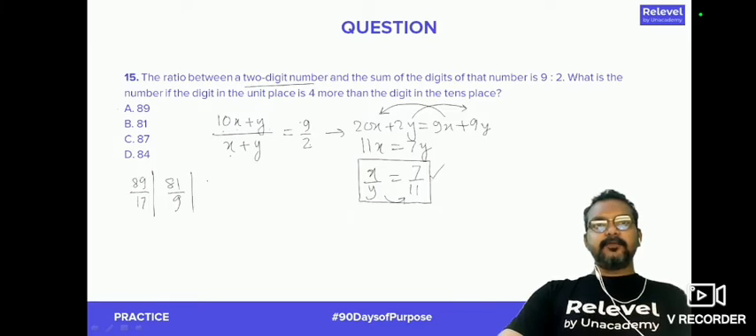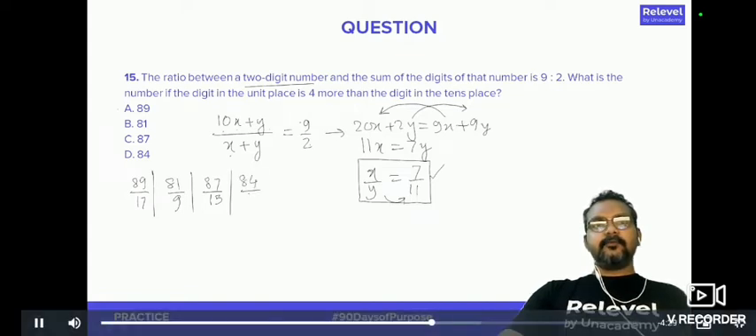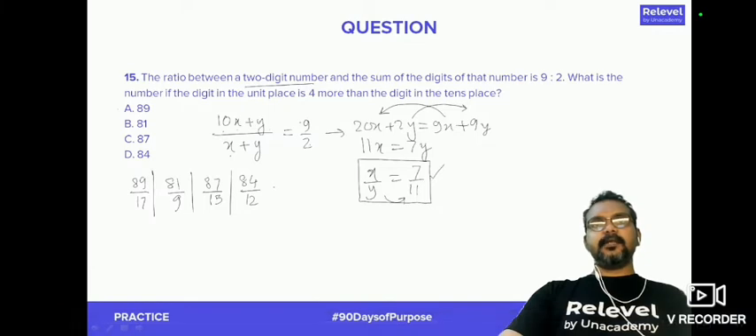87. So that's 87 by 15, which is not 9 is to 2. 84 by 12. 8 plus 4, 12 is 7 is to 1. That's not 9 is to 2. So I believe that this should have been 9 is to 1.